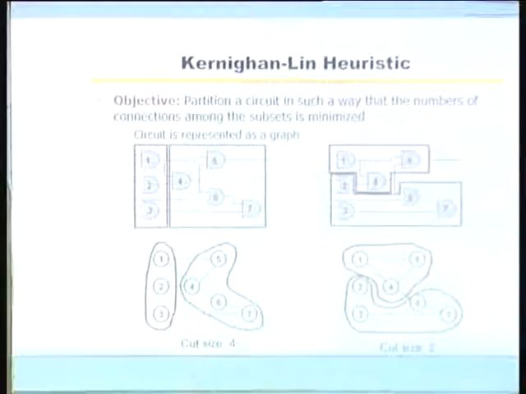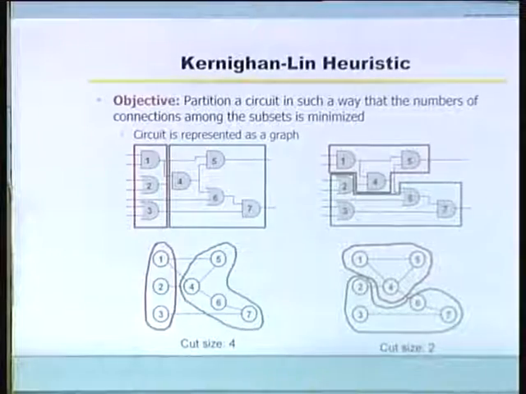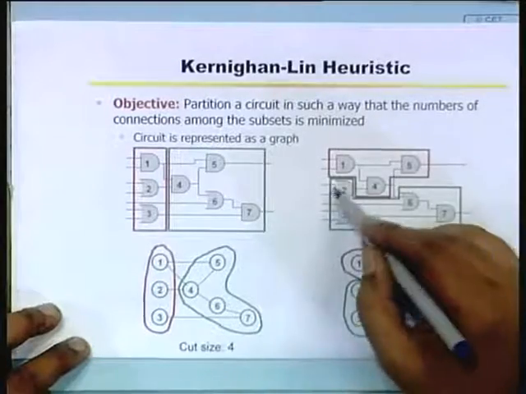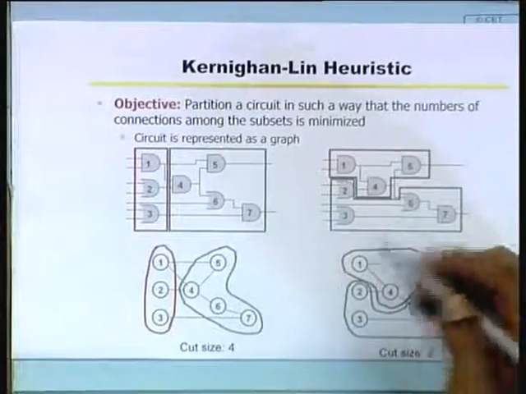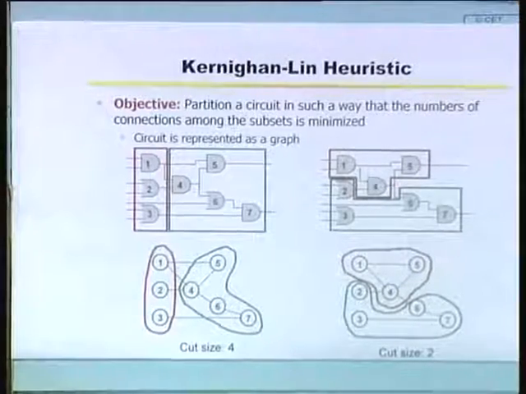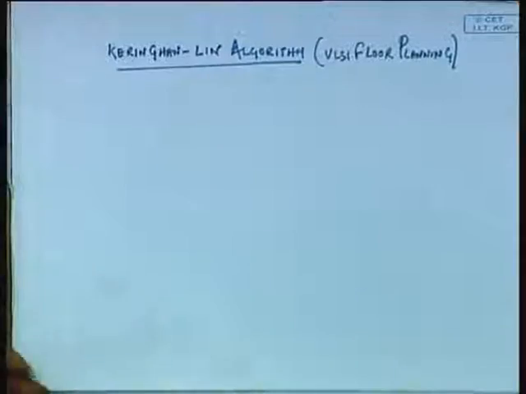So, see this. The point is to partition a circuit in such a way that the number of connections among subsets is minimized. So, you partition it, because this may be in one chip, this may be in another chip, and those will be just interconnects, and I want to minimize the number of interconnects. Clear? So, let us think what the algorithm is about.